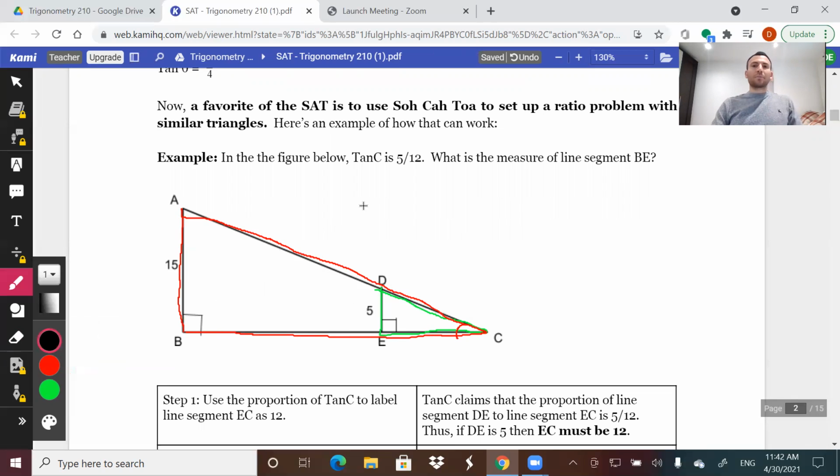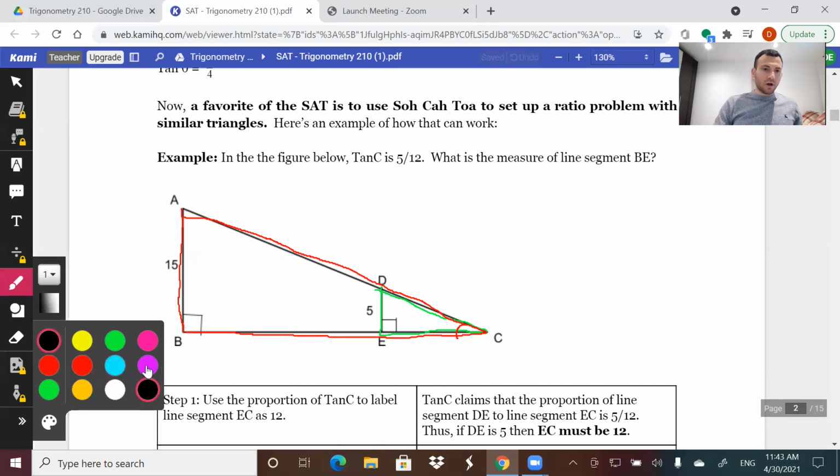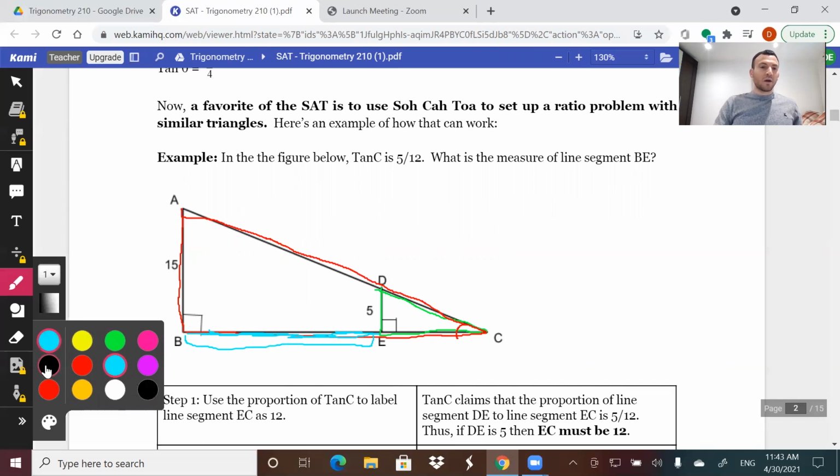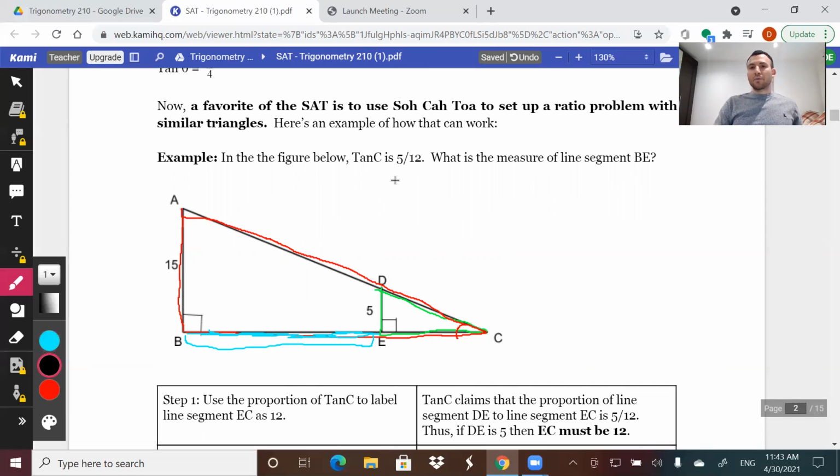Anyway, here's what the problem says. It says tan C is 5 over 12. What is the measure of line segment BA? Very important is to always, always, always keep your eye on the prize, not to give the measurement of something other than what's being asked. So we want right here, what's in blue, BA. So how do we figure this out? Well, trig is all about proportions.